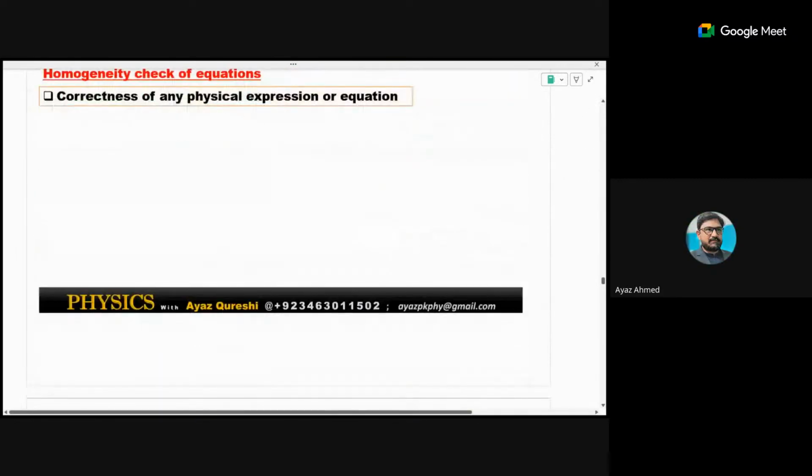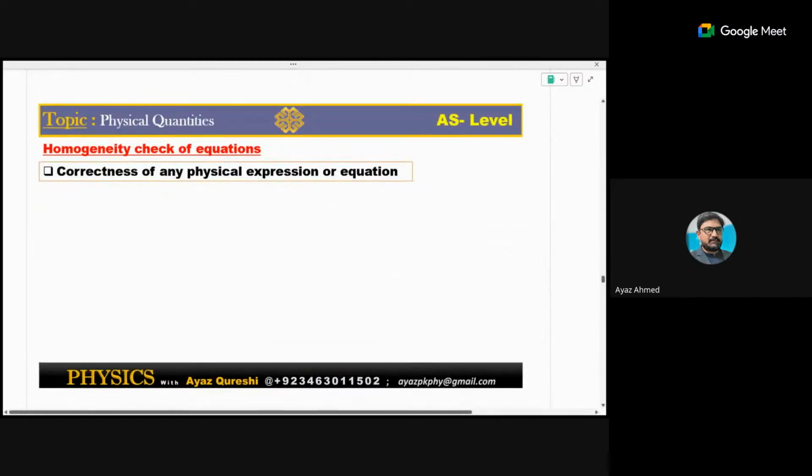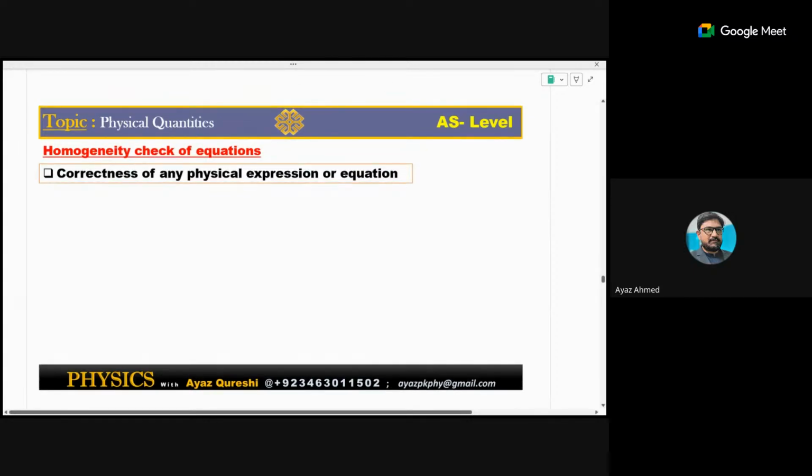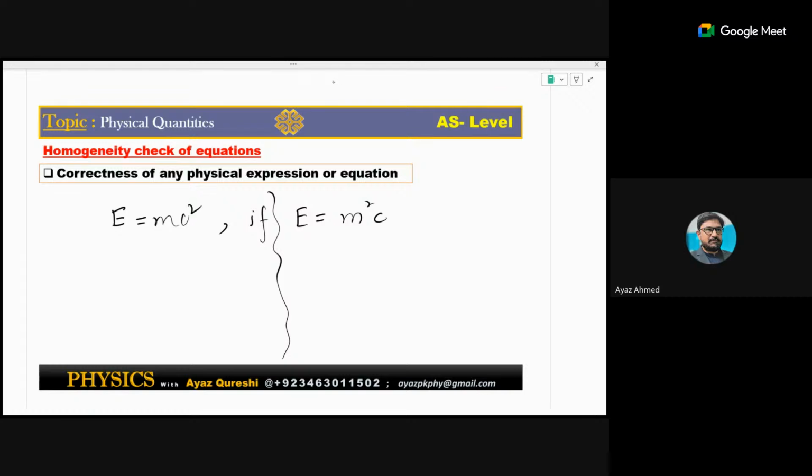Okay, now the second part of your SI based unit was basically homogeneity check. So we talked about that. Homogeneity check means correctness of any physical expression. So there are different physical expressions which are either correct or not. For example, do you believe that E equals mc square is a correct equation? If it would be E equals m square c, then what is the check, or what is the criteria to show that E equals mc square is correct but E equals m square c is incorrect?